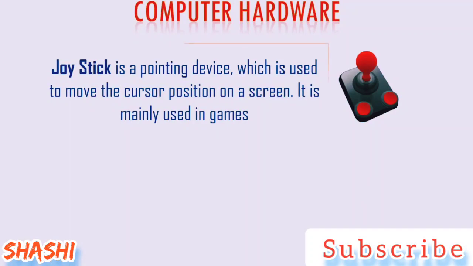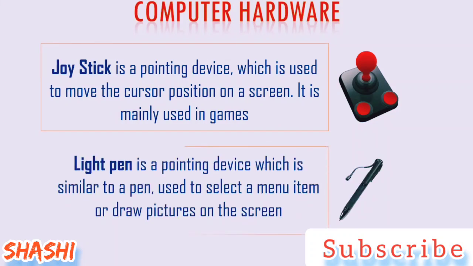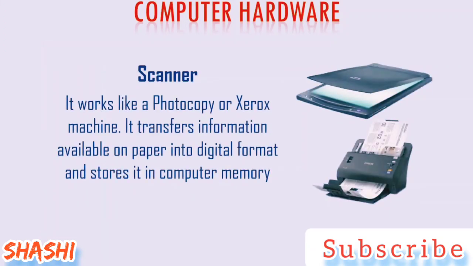Joystick is also a pointing device, which is used to move the cursor position on a screen. It is mainly used in games. Light pen is a pointing device similar to a pen, used to select a menu item or draw pictures on the screen. Scanner. It works like a photocopy or Xerox machine. It transfers information available on paper into digital format and stores it in computer memory.